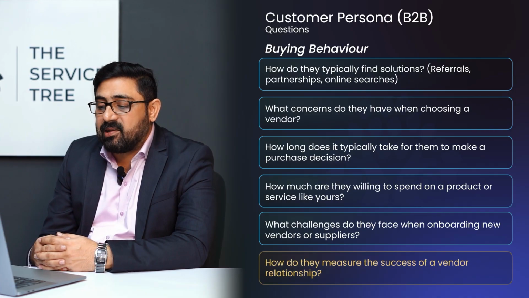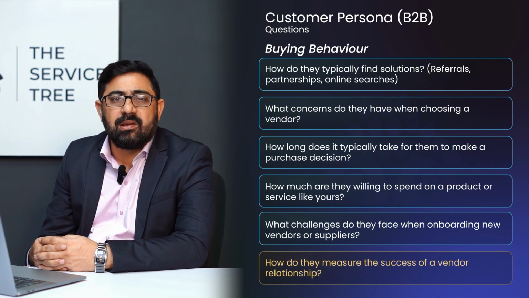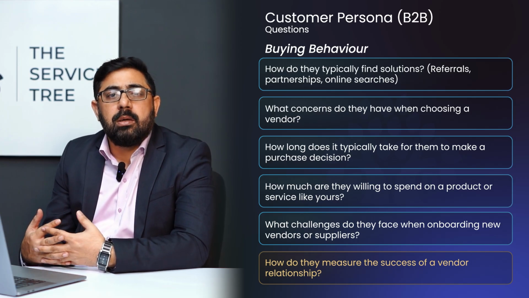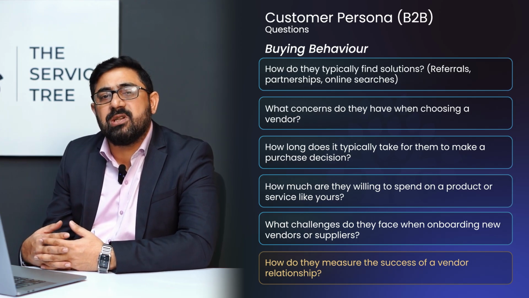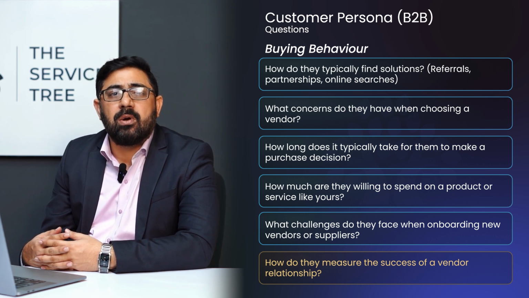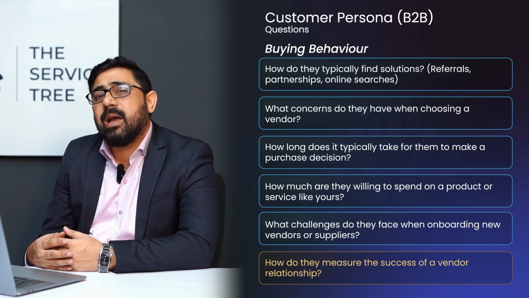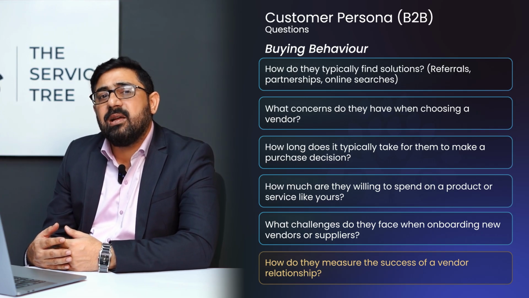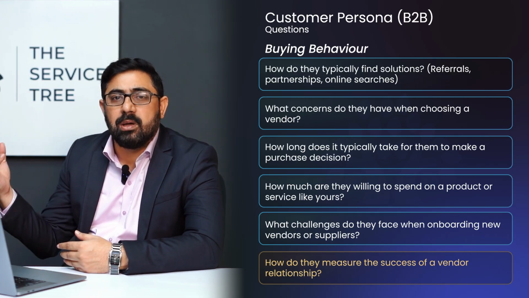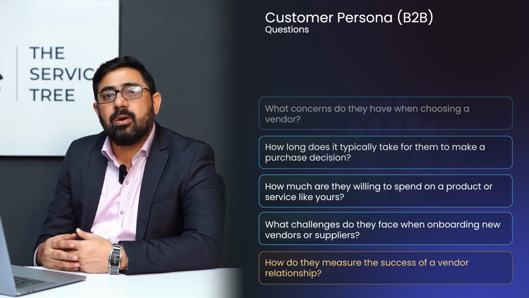How do they measure the success of a vendor relationship? There could be certain metrics of this success. They could be like, they are not looking at you for just a one-time product or service, or they are just looking for a cost-effective solution always, or they could be looking at you as a serial successful vendor in certain types of solutions for other organizations, and once you have developed a rapport, then they are going to come to you.